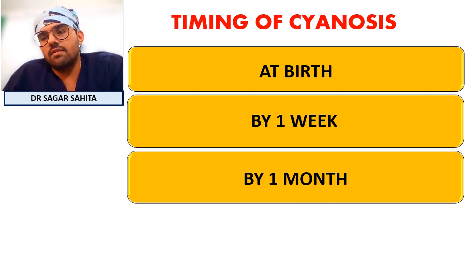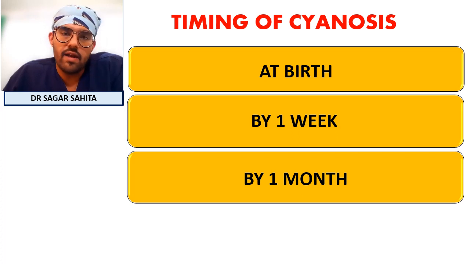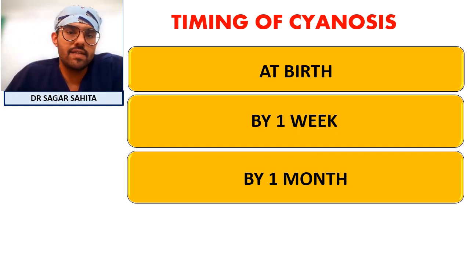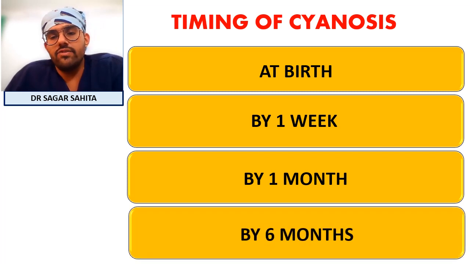By 1 month, critical pulmonary stenosis, that is TOF with critical PS, DORV with critical PS, and other cases like truncus arteriosus or transposition but with a VSD and good mixing would present by 1 month of age. And usually tetralogy and its variants would present by 6 months of age.